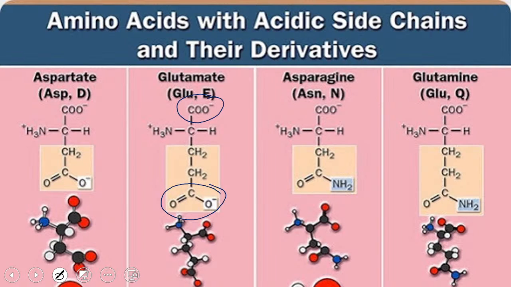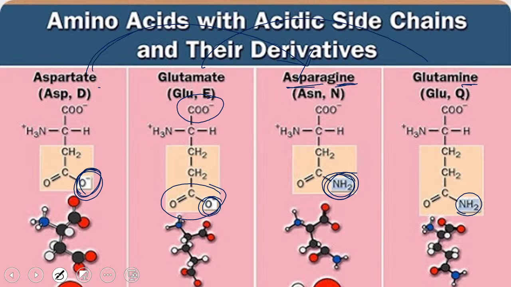Now, aspartate is converted to asparagine when one of the oxygens is replaced with an amino group. If this oxygen is replaced with an amino group, we call it the amino derivative of aspartate, so we call it asparagine. Asparagine means amine of aspartate. Similarly, if the oxygen of glutamate is replaced with an amino group, we call it glutamine, the amine derivative of glutamic acid. So glutamate gives you glutamine, and aspartate gives you asparagine.